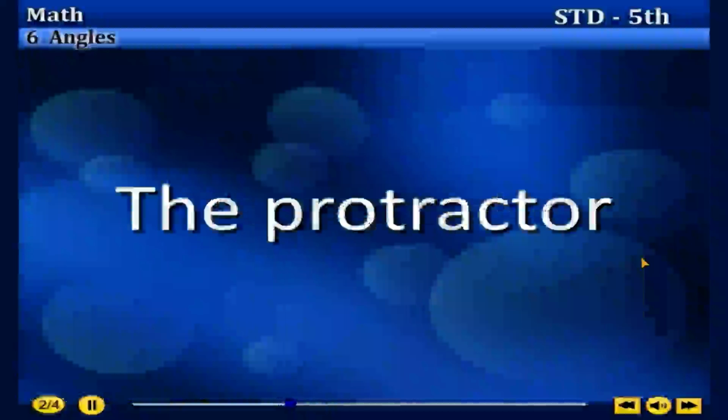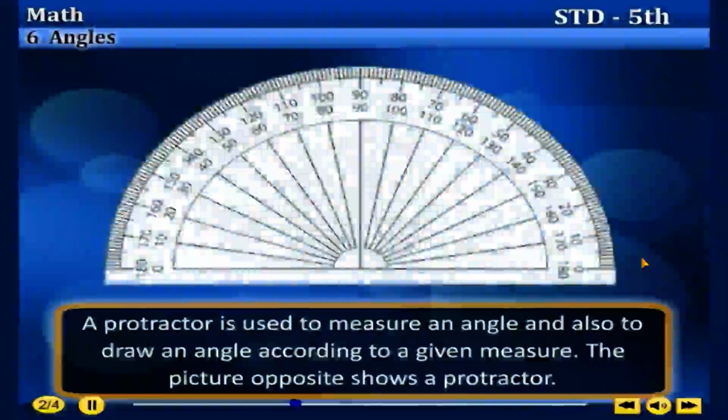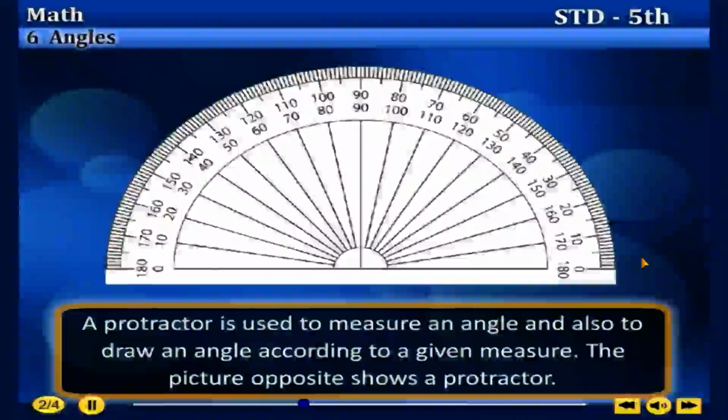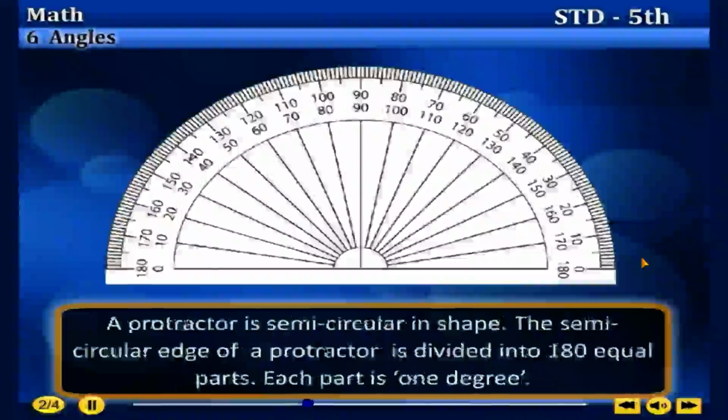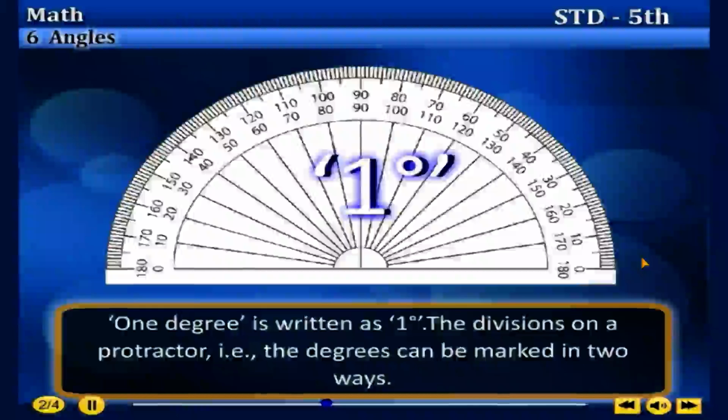The protractor. A protractor is used to measure an angle and also to draw an angle according to a given measure. The picture opposite shows a protractor. A protractor is semicircular in shape. The semicircular edge of a protractor is divided into 180 equal parts. Each part is 1 degree. 1 degree is written as 1°.